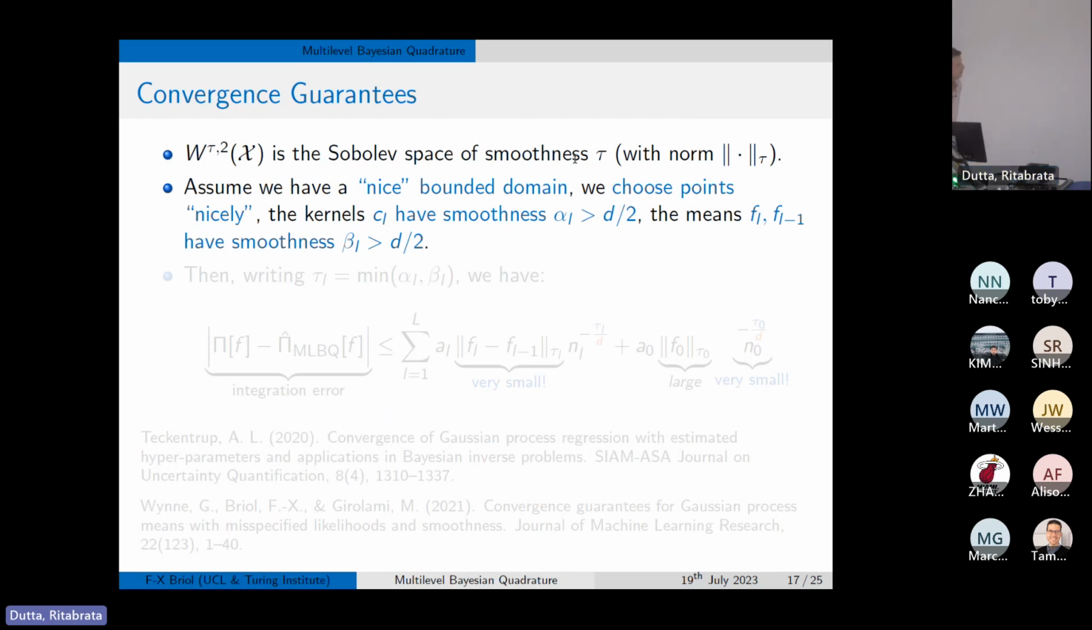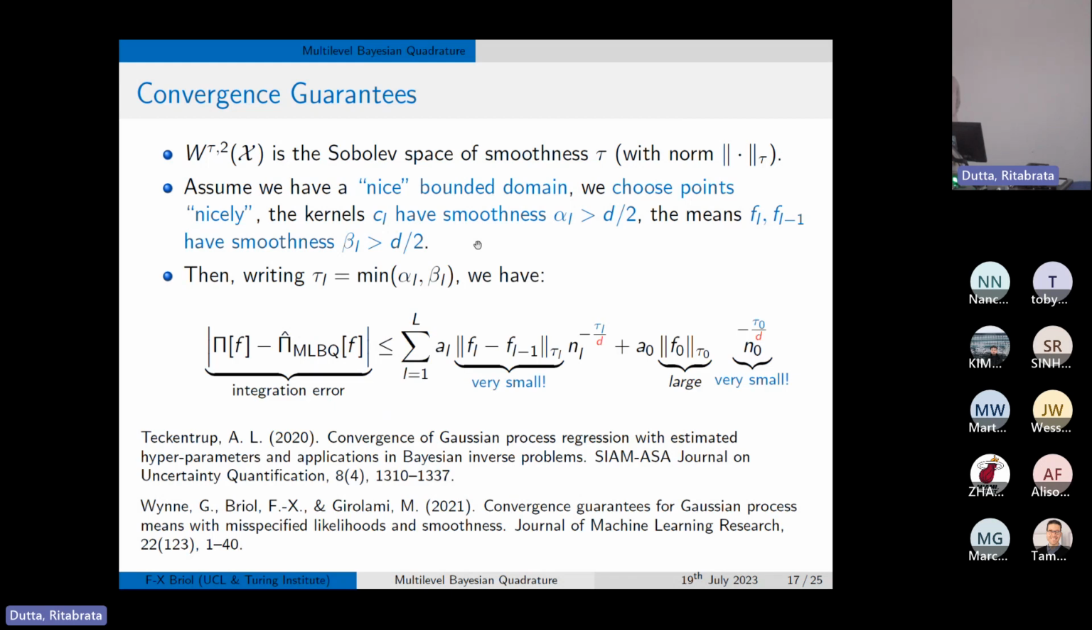Everything else is fine. So what I'm going to need for my theory is things like my domain on which I'm integrating should be nice. Again, I'm skipping what that means. I should choose my points nicely. Again, I can skip. But more crucially, I'm going to need my kernel at each level to have a certain level of smoothness, and also the true functions to have a certain level of smoothness. Now, these smoothnesses do not need to match, but your rate will be best if they do match.